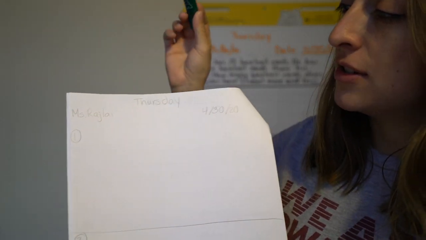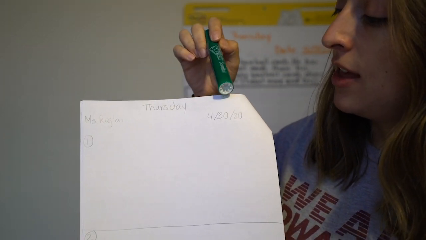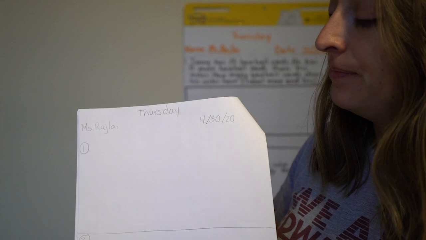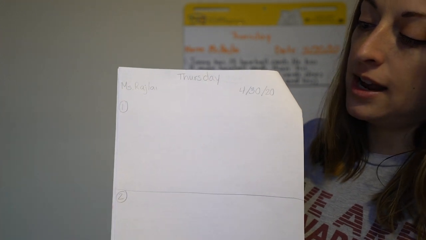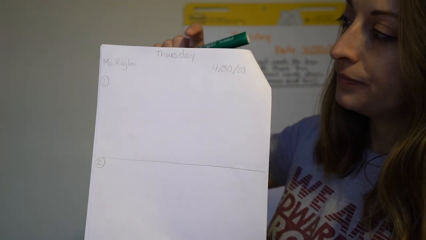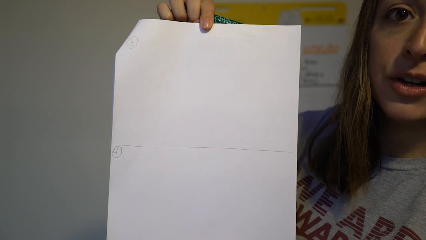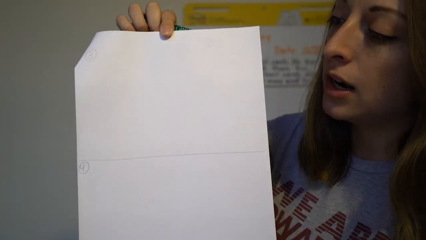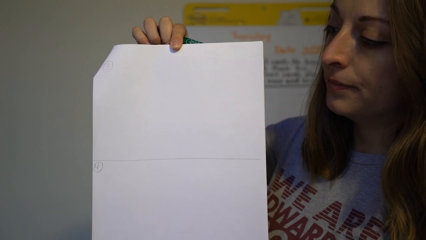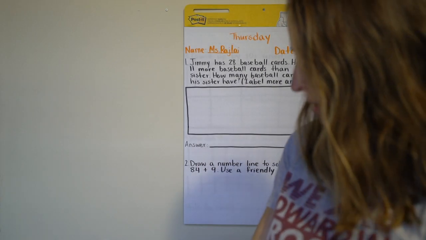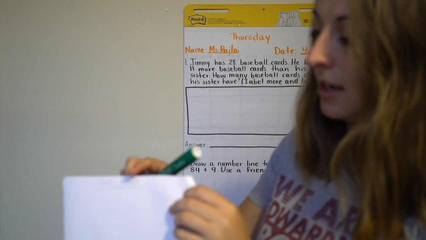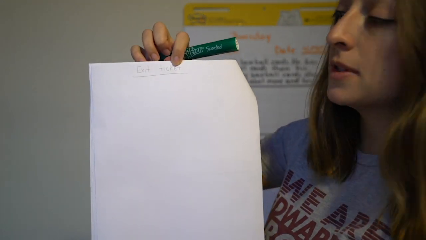Okay, so for materials, you need to write at the top Thursday, your name, and then 4/30/20. You're writing number 1 and number 2 with the line in the middle. On the back, you're writing 3 and 4 with the line in the middle. So there's not 5 questions today, there's only 4. And then on the back, you should have exit ticket written at the top. And we will have 2 problems.